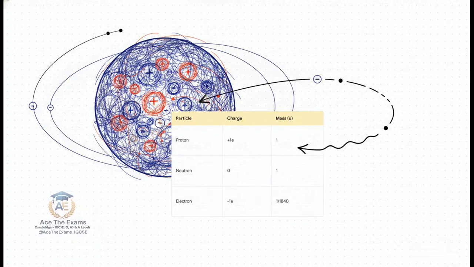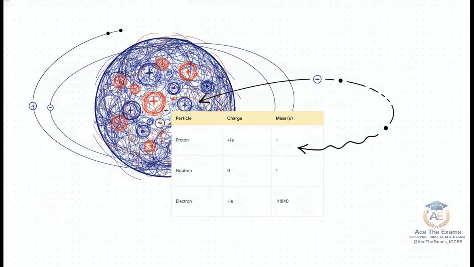All right, let's look at this data table. This is exactly the kind of complex physics data source you'll need to scan in your exam. We're comparing protons, neutrons, and electrons. Look at the mass column, measured in unified atomic mass units. Protons and neutrons sit at roughly 1, but the electron, it's almost 2,000 times lighter, specifically 1 over 1840.